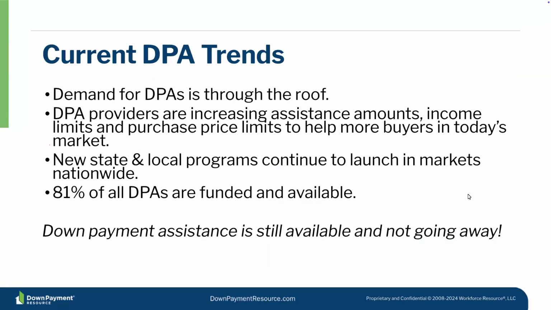So we also like to take stock of current DPA trends. That first bullet point is one of the most important ones. Demand remains through the roof. Providers are increasing assistance amounts, income limits, and purchase price limits to help buyers in today's market.